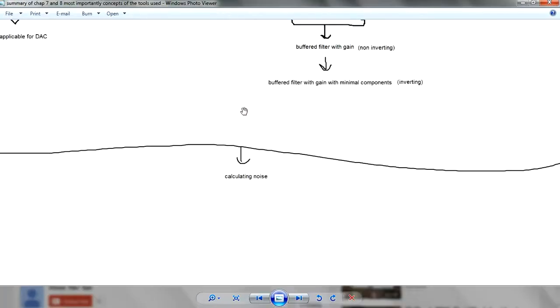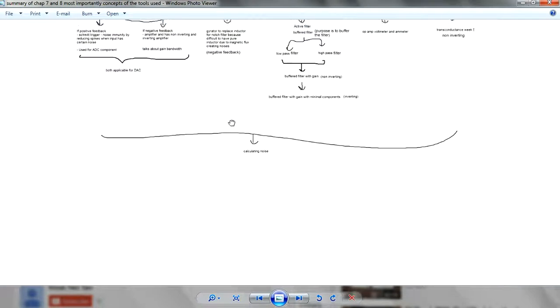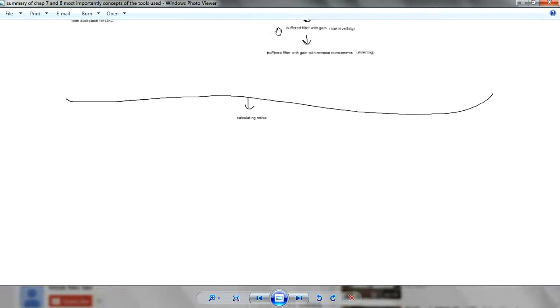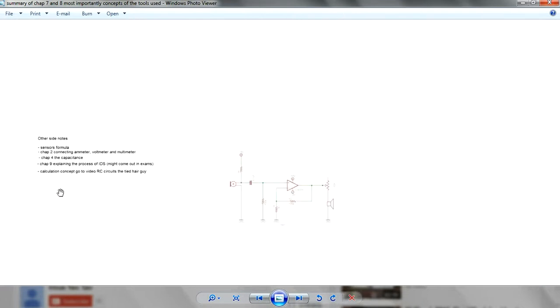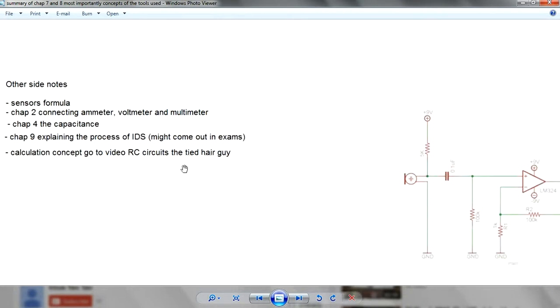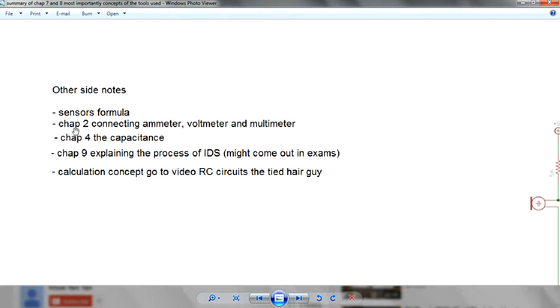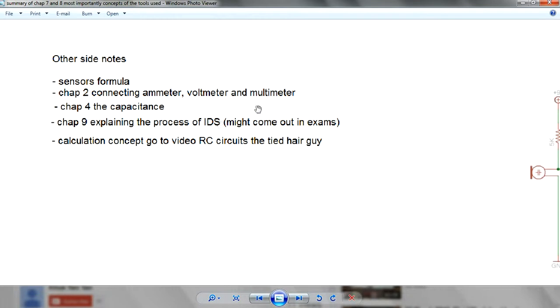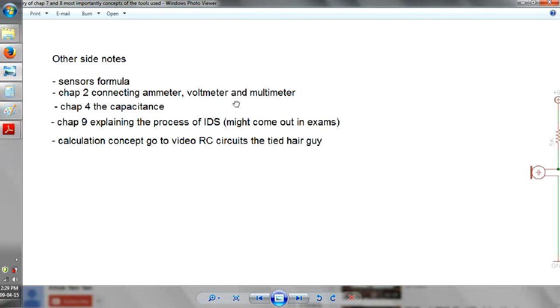Okay, so I have answered all your questions on op-amps. In the next series of the video, I will go on to a little on sensors, a little on ammeter, voltmeter, and multimeter, and then capacitance, chapter 9, IDS, and then a little calculations and such. So in the next series, I'll talk about the things that I haven't talked about yet.